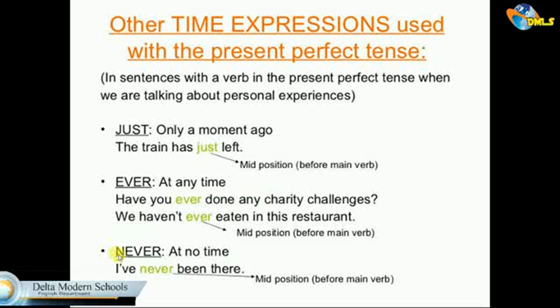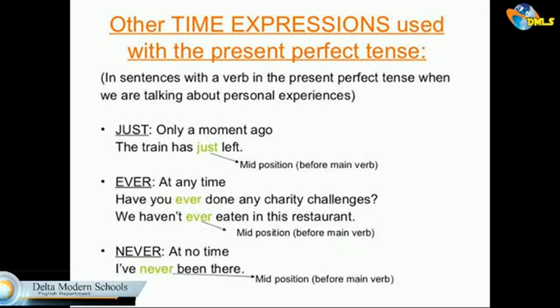And we use never for expressing negative. As we say, I've never been there. Also, we use never before the verb. I have never been there. It means that I haven't been there. So when I say I have never been there, it means that I haven't been there.